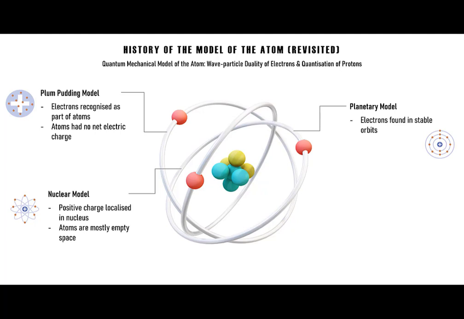So the plum pudding model recognized electrons as being part of atoms and that atoms had no electric charge. The nuclear model of atoms postulated that positive charge was localized in the center of the atom called the nucleus, and that atoms are made up of mostly empty space. The planetary model furthered our understanding of the electron by suggesting that electrons were found in stable orbits or stable energy levels around the nucleus, though it was flawed in suggesting that electrons were in fixed positions around the atom. This flawed understanding of the atom was ultimately corrected by the quantum model, which brought light to the fact that electrons move in waves, and that the exact position of electrons was unpredictable, and they instead exist in electron clouds, which were merely clouds of probability.